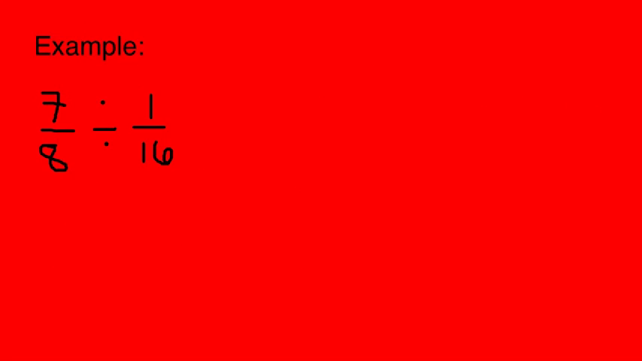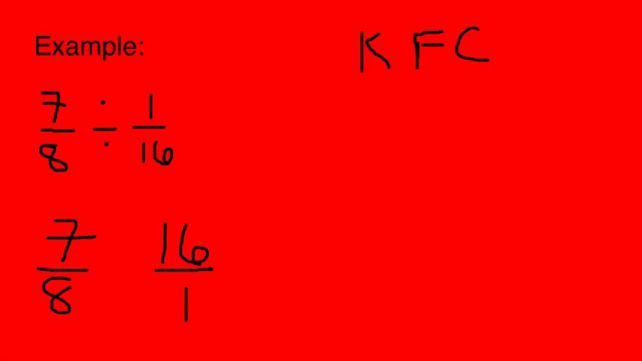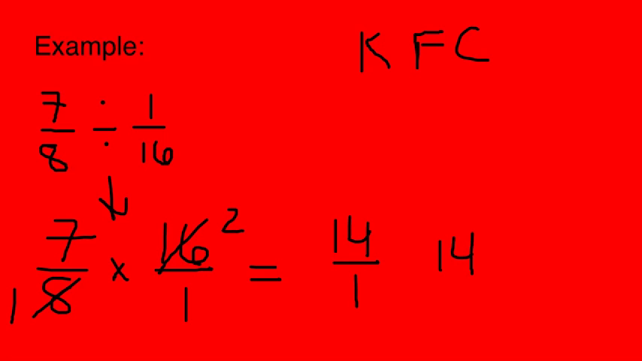Here's another example. Let's remember KFC. Keep the first fraction, flip the second fraction, change division to multiply. Cross cancel, 8 and 16 will cross cancel, 8 into 8 once, 8 into 16 twice. Multiply across, I get 14/1, or my answer is just 14.